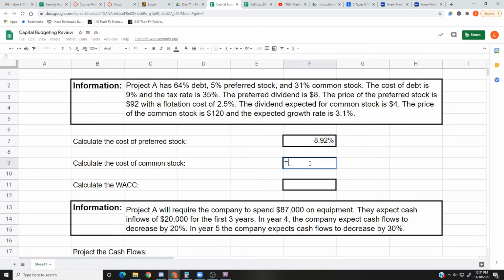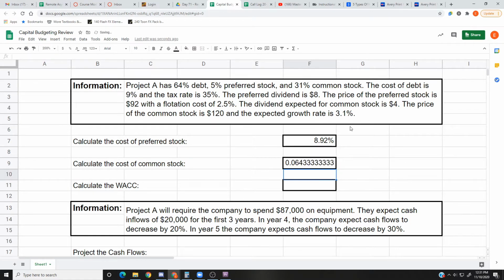So dividend, which is $4 for common stock, divided by the price of the stock, which is 120, as it says right here, and the expected growth rate, so we're going to press plus, and then the growth rate is 3.1, so we're going to do 0.031. And that again gives me a decimal that I need to change into percent.